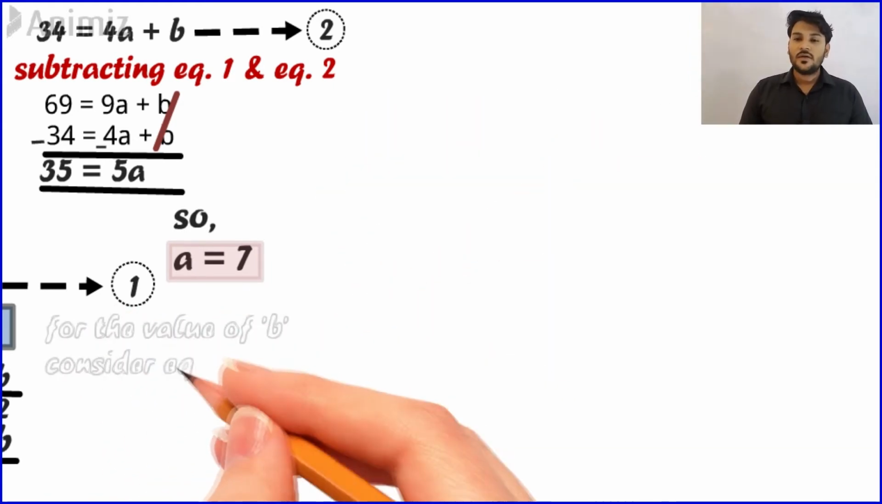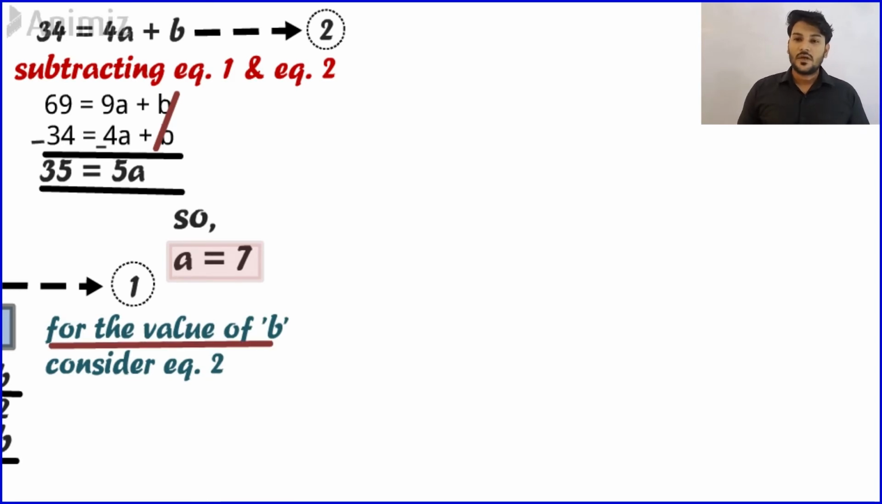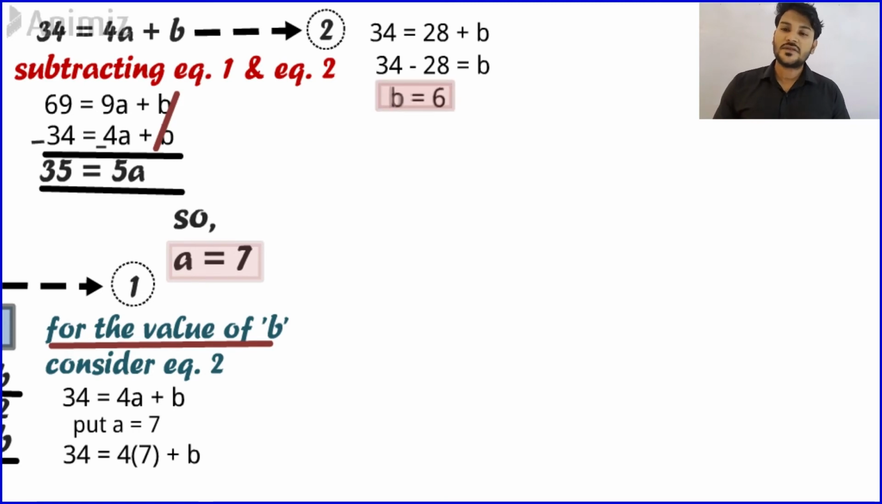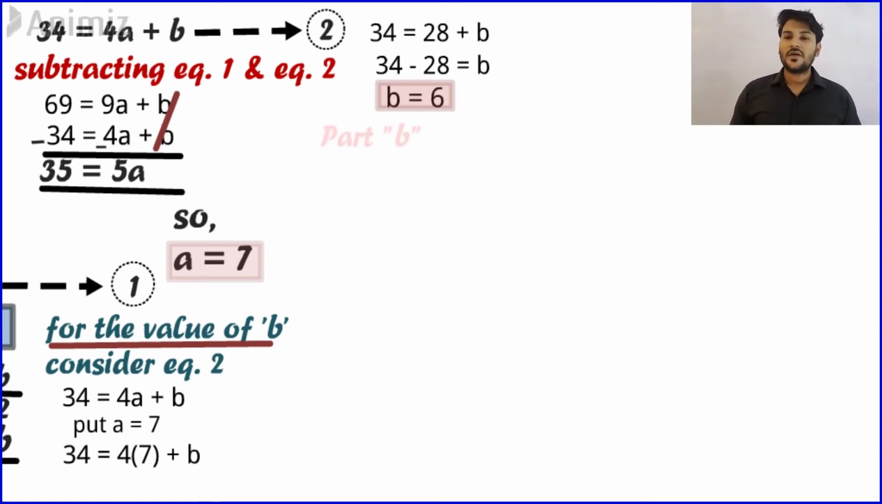Okay, now we calculate the value of b. For the value of b, we can randomly consider either equation, but I picked equation number 2. Put a = 7, so 34 = 4 times 7 + b, and then 7 times 4 is equal to 28. 28 shifts to the left side, and subtracting both values we get the final answer, that is b = 6. So these are the values we had to find in this question.